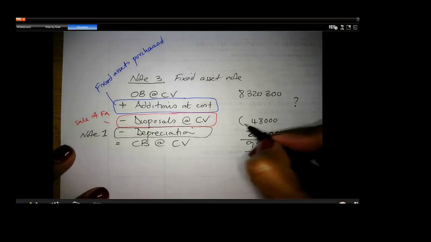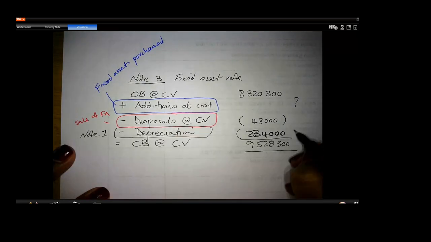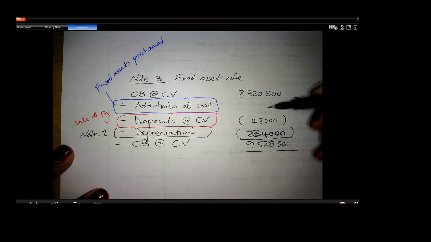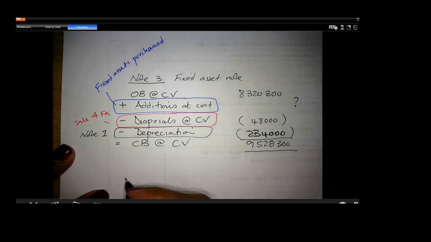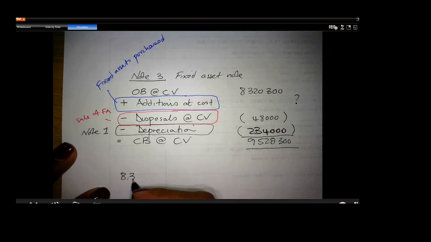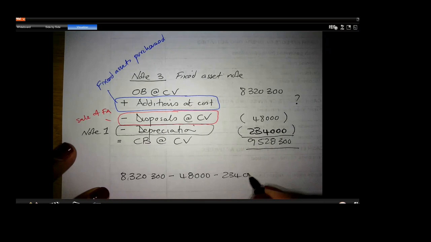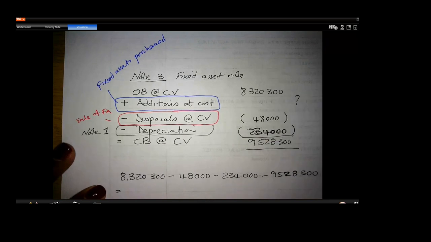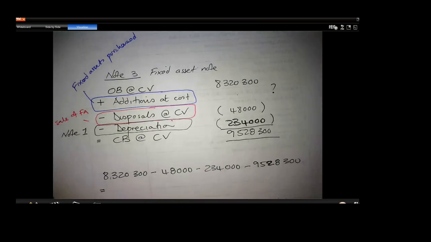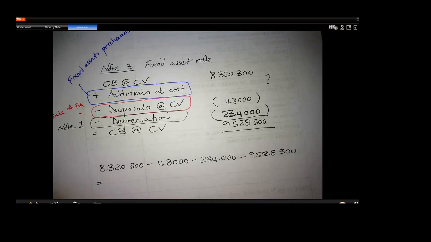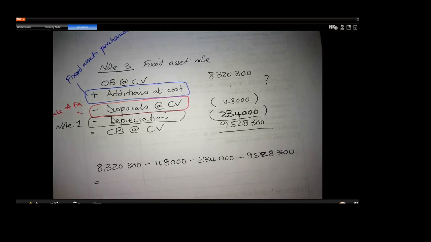So that is a negative. Okay. So how do I work out this? I'm going to write down the calculation here: 8,320,300 minus 48,000 minus 234,000 minus 9,528,300. And it's going to give me that amount there, which is my additions at cost. Can you do that calculation, please?